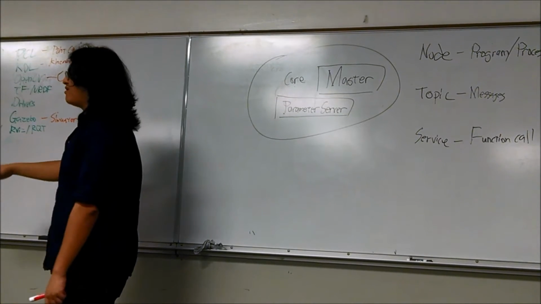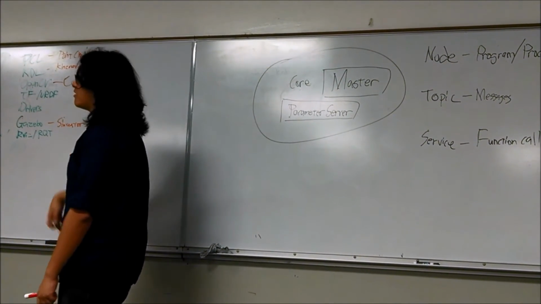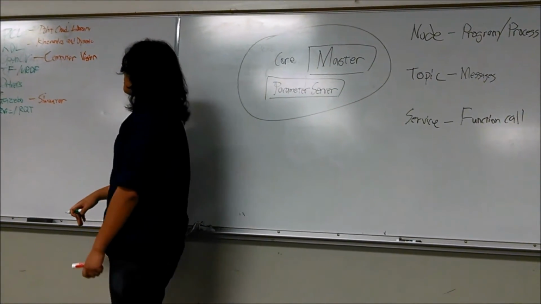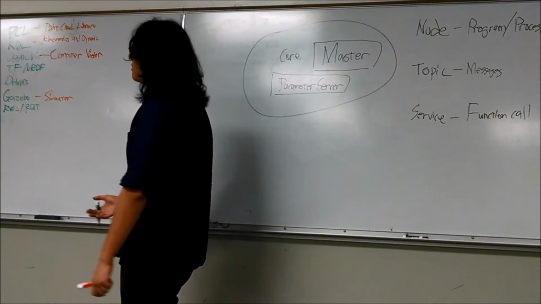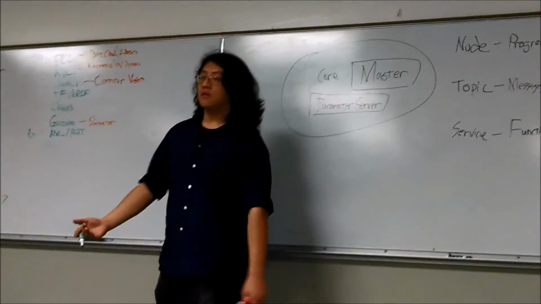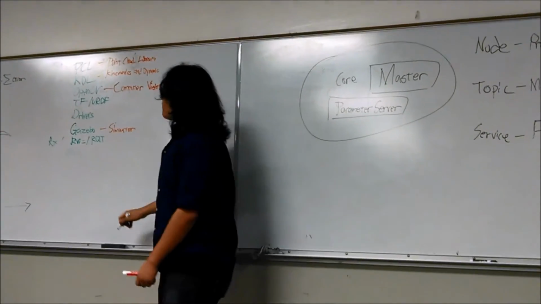RQT has like 50 or so plugins by now that are standard and you can download and use. It's basically a collection of GUI components you can use with ROS. And they all interface in the standard format.